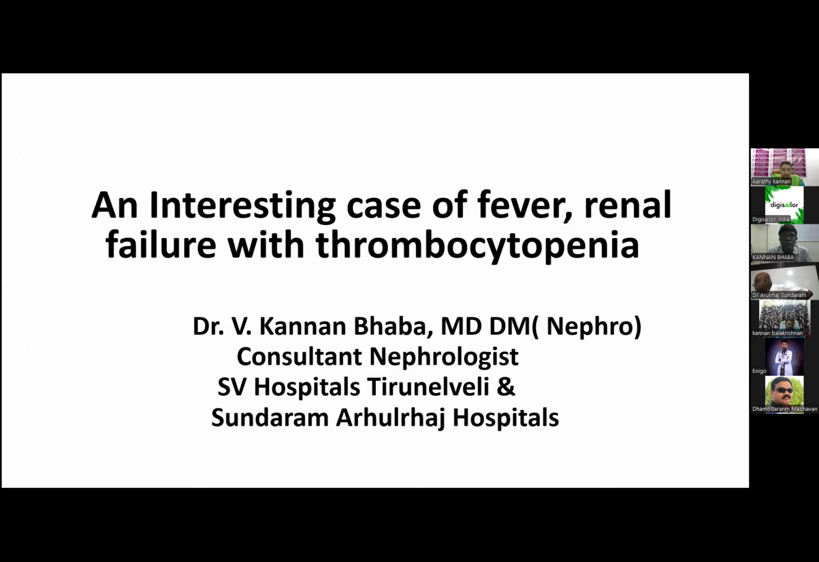We shall now start our session, our CME. The first session for this evening will be an interesting case of renal failure with unexplained thrombocytopenia, which will be presented by senior consultant nephrologist, Dr. Kanan Baba sir, who is at present the Associate Professor, Department of Nephrology, Government Tirunelveli Medical College, and is also a consultant nephrologist at Sundaram Arulrhaj Hospitals. Over to you, sir.